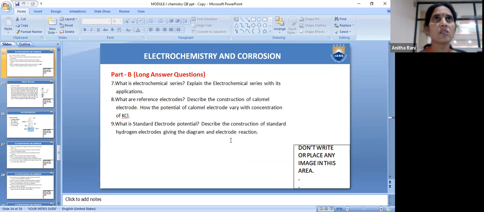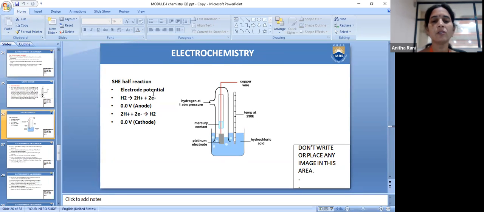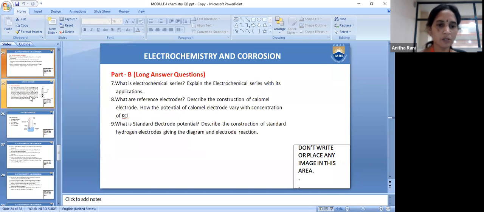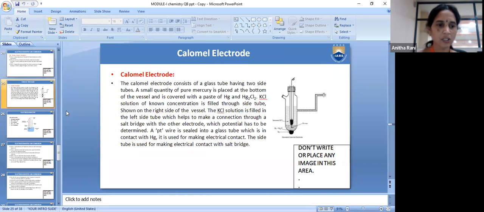And you write the electrode reaction, students, for this standard hydrogen electrode. This may act as anode or cathode depending on the other electrode you are connecting. You write those reactions. So this is the 9th question, the construction of a galvanic electrode.